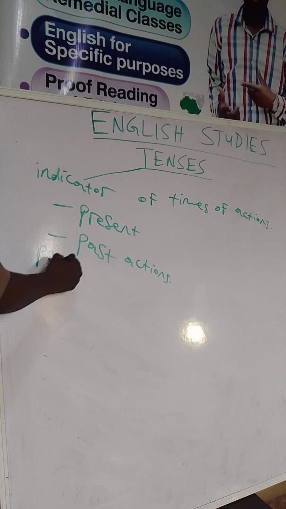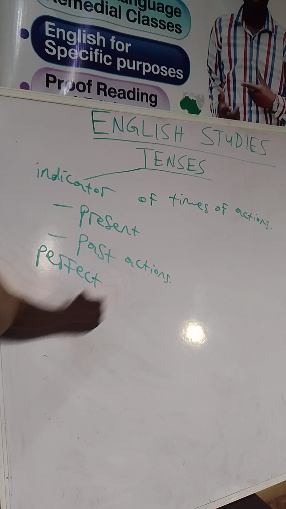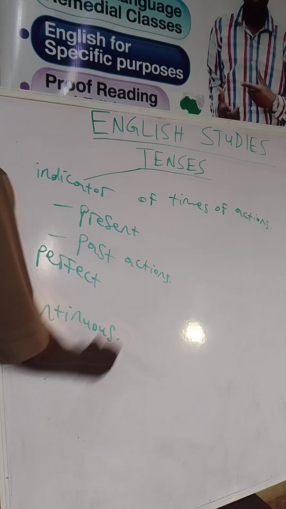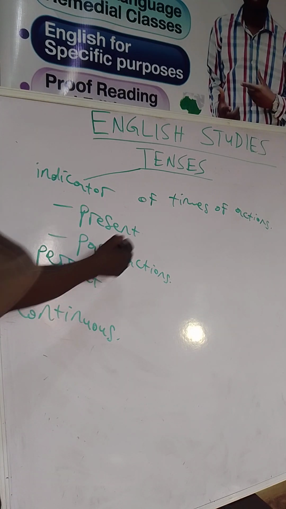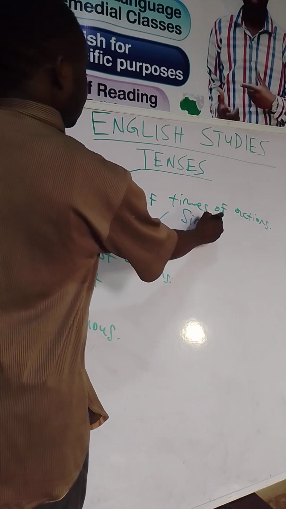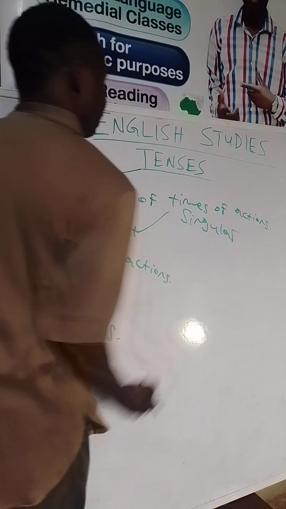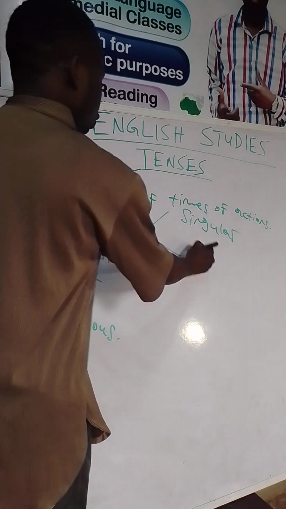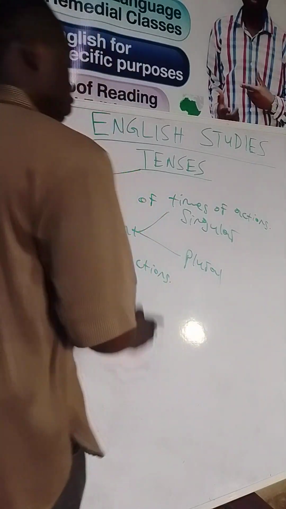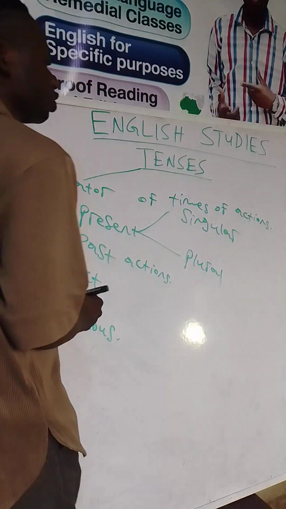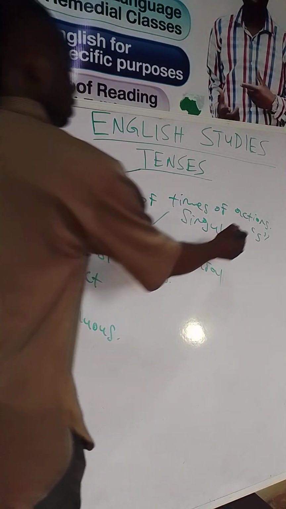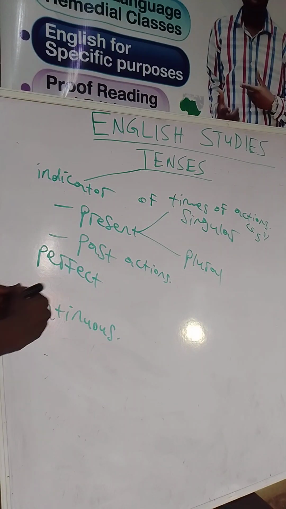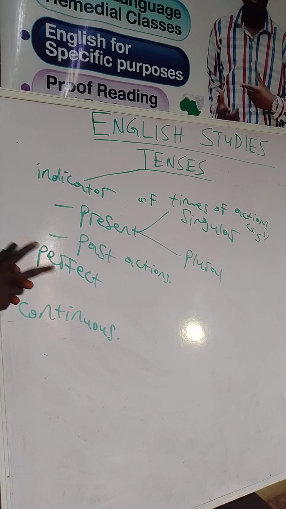So that's why we have the present tense, the past tense, the perfect tense, the continuous tense, and the third person singular. When you talk about the present tense, it can either be the singular present tense or the plural present tense. When it is the singular form, it has the S inflection. So that's why you say is, you say goes. Shade goes to school every day.